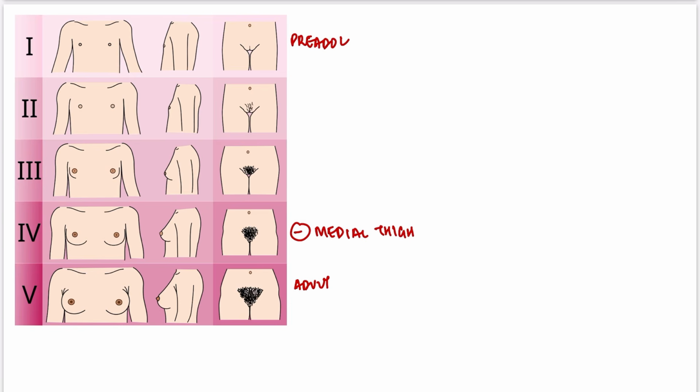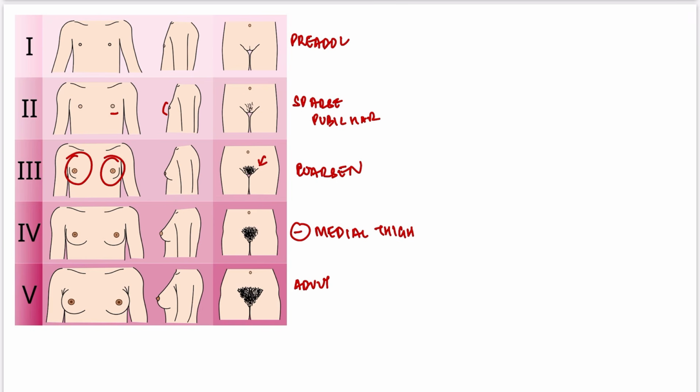In stage 2, what will happen? Now the breast bud would appear. Can you see the formation of the breast bud? And very sparse pubic hair. In stage 3, now proper breasts are developing. There is formation of the secondary mound and the pubic hair begins to coarsen up.